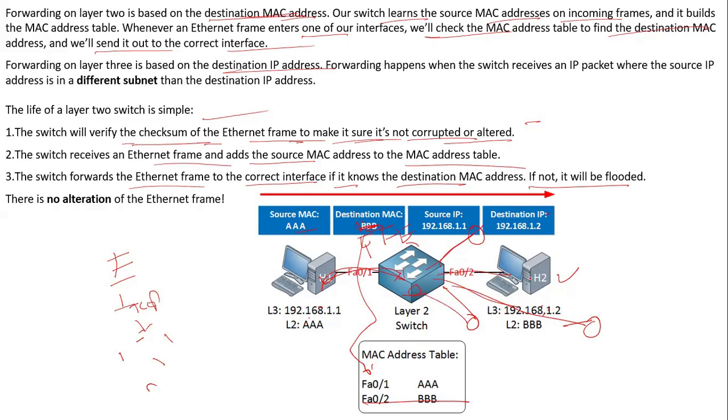and then it will do the broadcast to all the interfaces, and all the computers will verify whether this belongs to them. If not, then they will discard it and will not respond. Only H2 will check, yes, it's for me, and then it will respond. And then switch will make the entry and forward the traffic to the correct interface. These are the only three things that happen at layer 2.